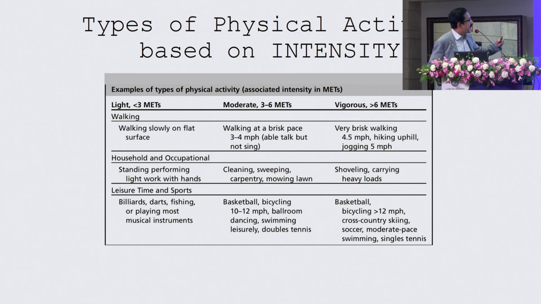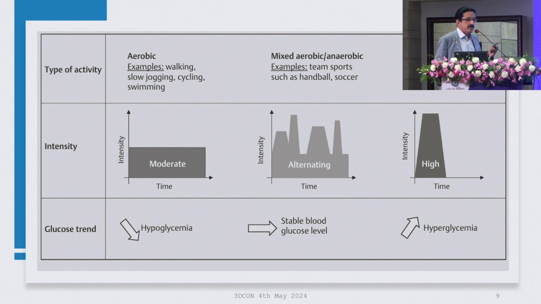So you have physical activities. For want of time, I'm not going into the details, but physical activity is classified as light, moderate, and vigorous based upon the METs. And when it comes to diabetes, this is one important slide that you have to be careful about. For a patient with diabetes on insulin, you should know what kind of exercise he should do.